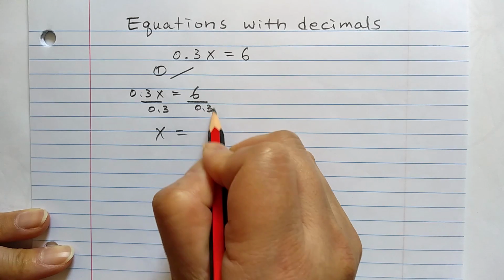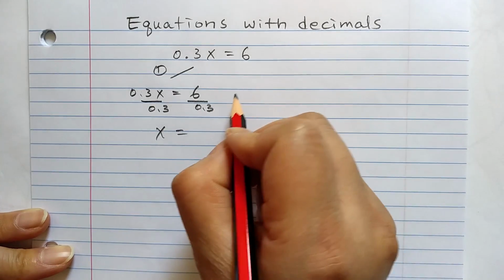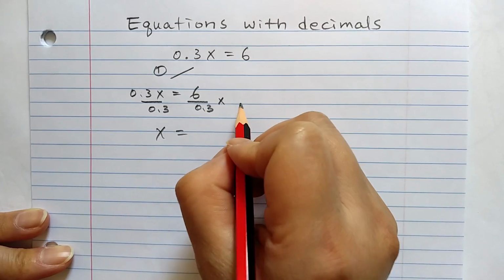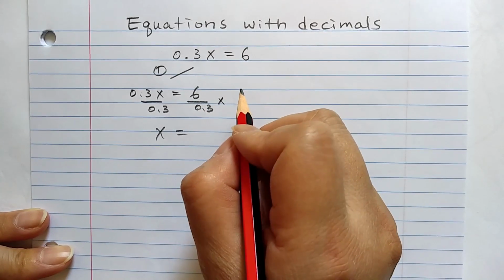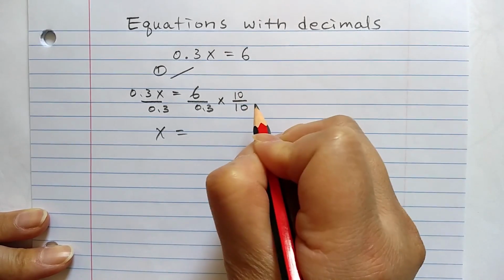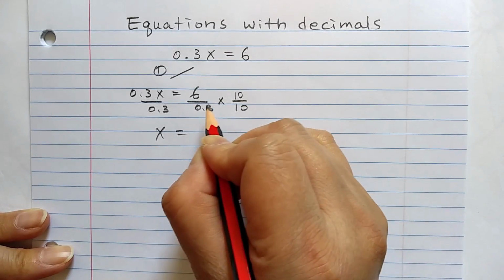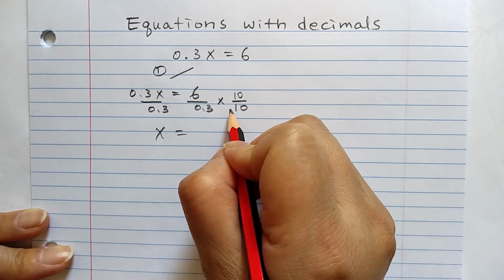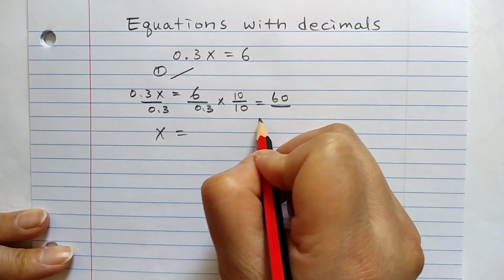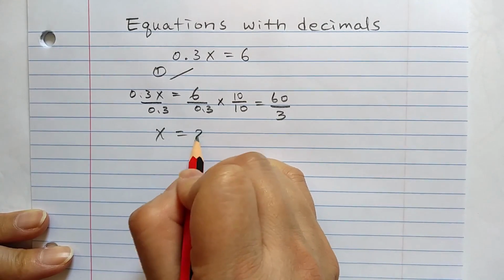We talked about these kinds of problems in a video about how to divide decimals. In this case, we'll multiply this number by 1. Not just 1, but a carefully chosen 1. I will multiply 10 over 10. 10 over 10 is equal to 1, so I can multiply any number by 1 without changing the value. So it is 6 times 10 is 60. 0.3 times 10 is 3. So 60 over 3 is equal to 20.